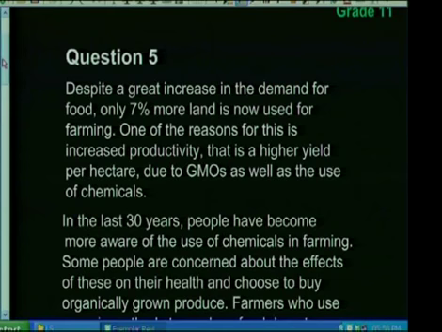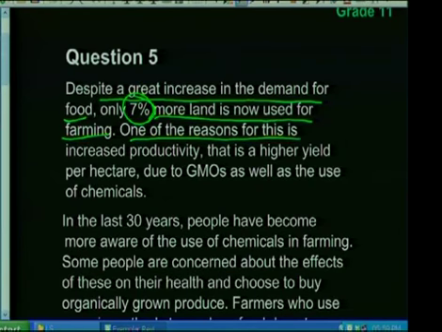Question 5. Despite a great increase in the demand for food, only 7% more land is now used for farming. One of the reasons for this is the increased productivity, that is a higher yield per hectare due to GMOs. GMOs?